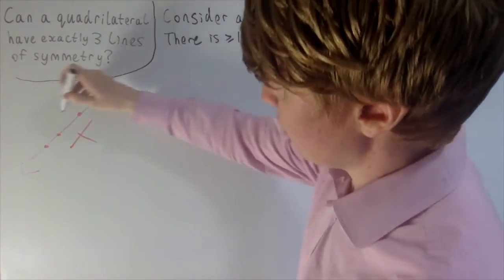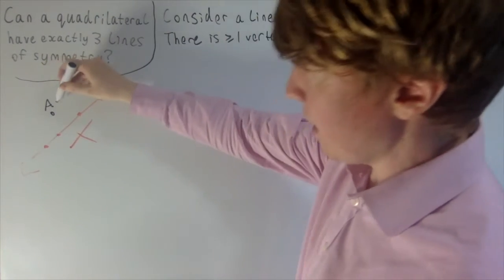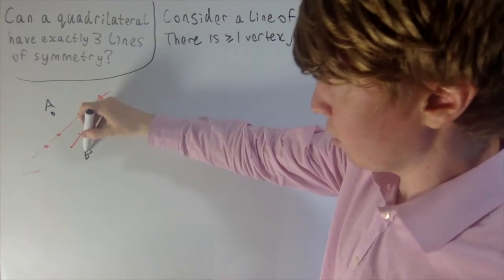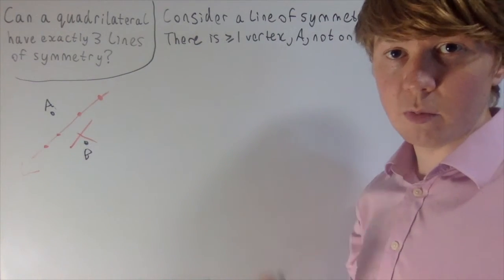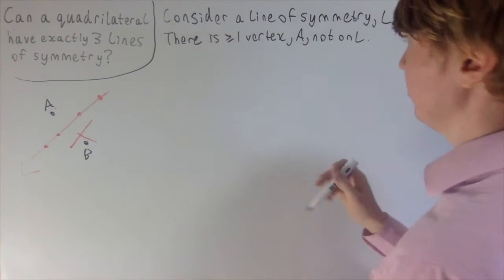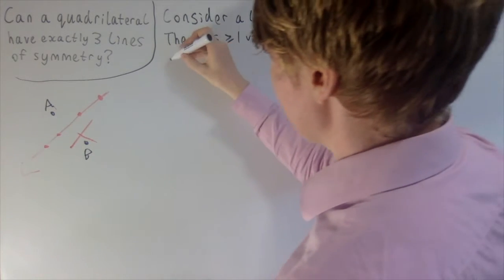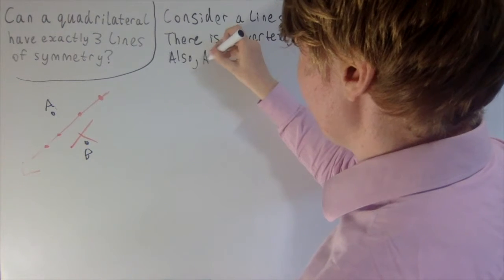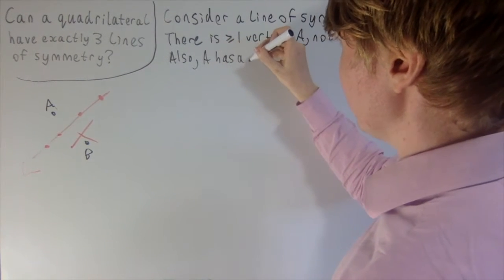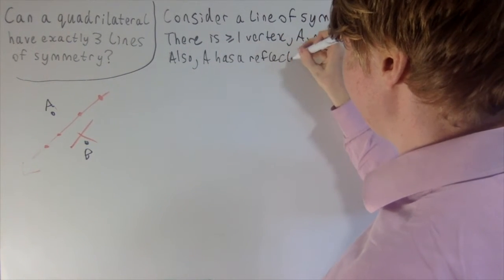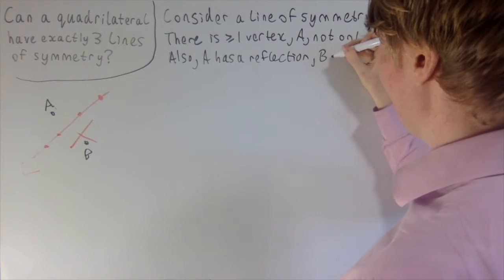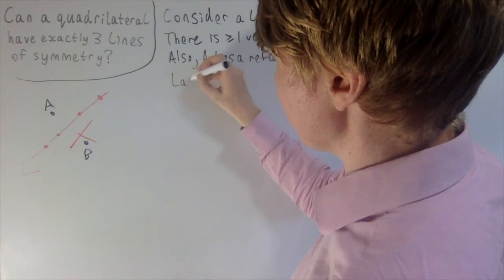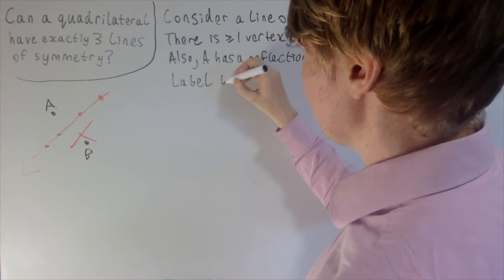And it's interesting as well, if you've got a vertex, say it's A over here, it's also going to have a reflection over on the other side, which we can call B. So there's actually going to be at least 2 vertices that don't lie on L. So A also has a reflection, which we'll call B, in the line L. And let's label the other 2 vertices as C and D.